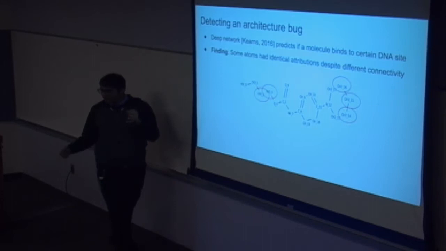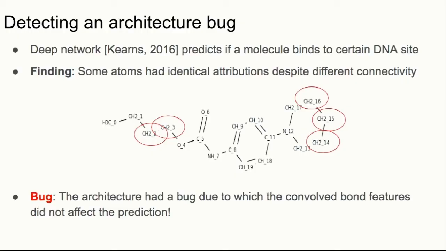Now, it turned out this was a model bug. There was a bug in the architecture or in the code where the bond convolutions didn't make it up. There was a discontinuity in the network where the bond convolutions never contributed to the final feature vector. So you were only attributing through the atom features, and all atoms with the same atomic number got the same attribution. This was a good thing that came out of applying attributions. At least they could see this bug. By the way, that model had, despite this bug, very good held out AUC.